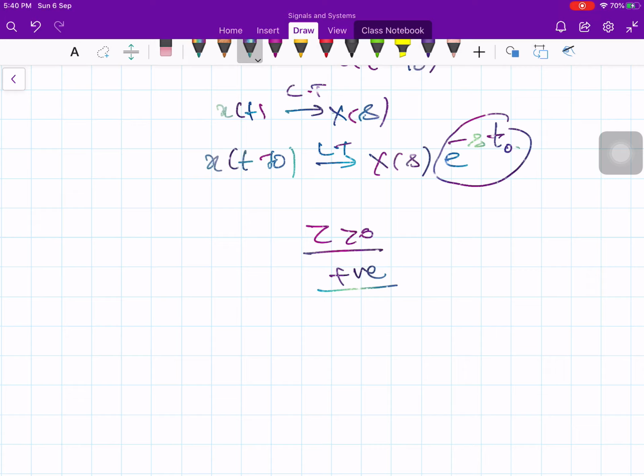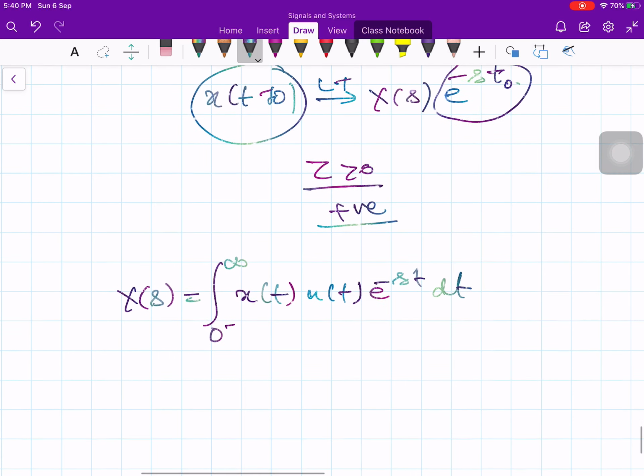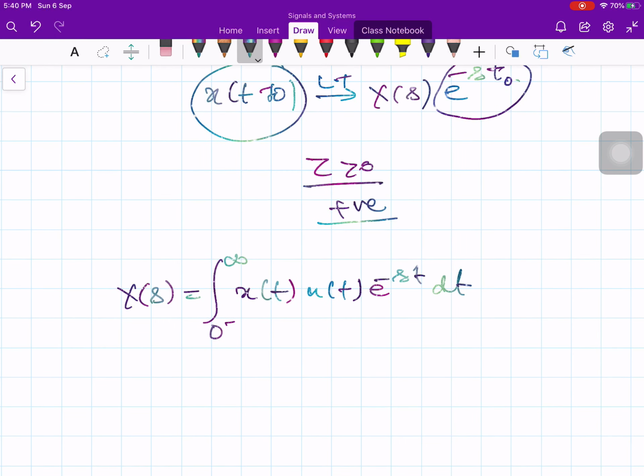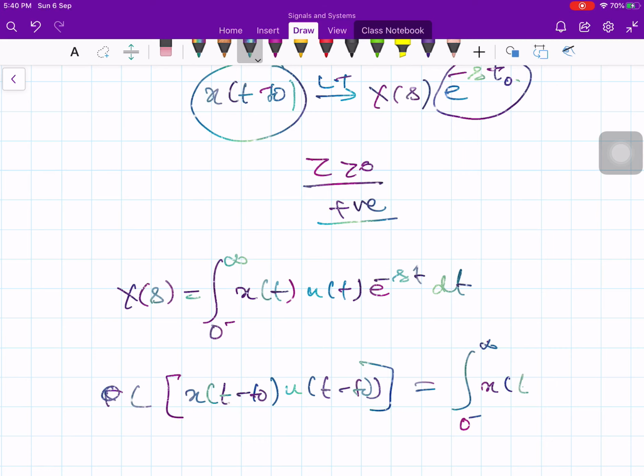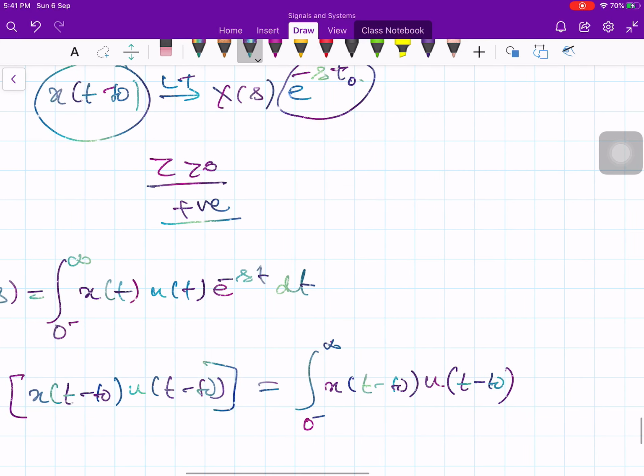So the proof of this is quite straightforward. We are interested in finding the Laplace transform of this. What is your x of s? X of s is equal to the integral from 0 minus to infinity of x of t times u of t, then e to the minus st, dt. Now if you delay the signal, the Laplace transform of x of t minus t naught, u of t minus t naught, is the integral from 0 minus to infinity of x of t minus t naught, u of t minus t naught, e to the minus st, same definition, dt.